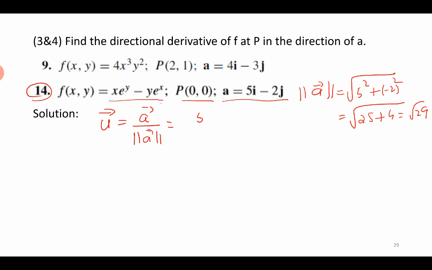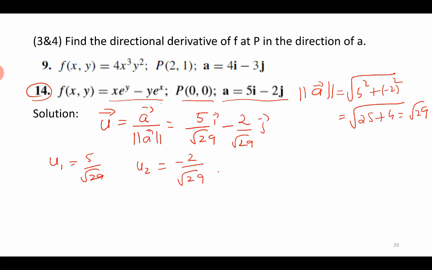So this is 5 over root 29 i, negative 2 over root 29 j. This is the unit vector. Therefore u1 is the first component, 5 over root 29, and u2 is the next component, negative 2 over root 29.